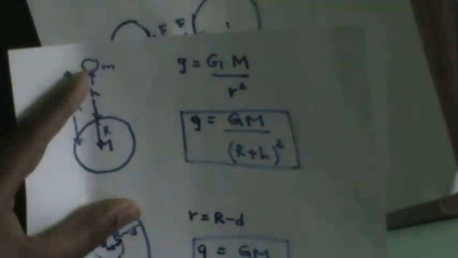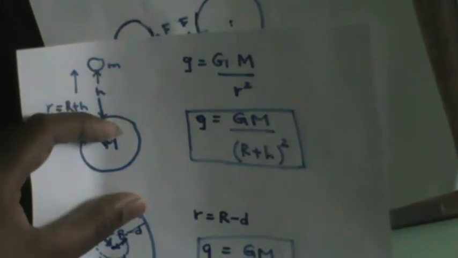So what actually happens is g is equal to GM by (r minus d) squared. Now for this system, we could find a relationship between the density of this object and the gravitational acceleration, because this object is somewhat above this object.